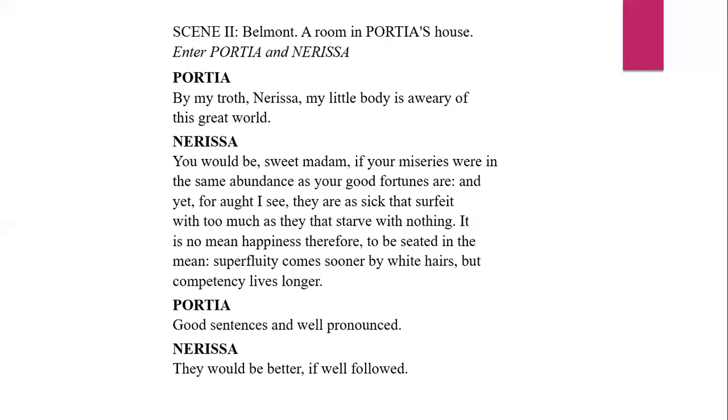Now, in the first scene, we found Antonio very sad, in a melancholic mood. But Antonio doesn't know the reason why he is sad. But here, in the second scene, we find Portia sad, and she knows why she is sad. Now we'll see the text. All of you look into your textbook. Those who do not have the textbook, look onto the screen.